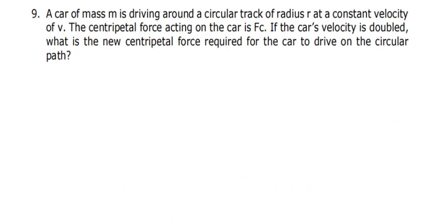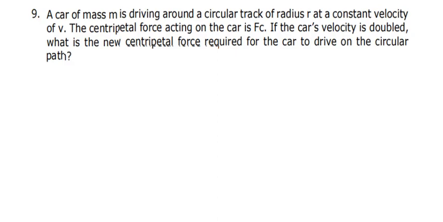Now let's solve question number 9. We're told that a car of mass m is driving around a circular track of radius r at a constant velocity of v. The centripetal force acting on the car is Fc. If the car's velocity is doubled, what is the new centripetal force required for the car to drive in the circular path? This is a very interesting question.